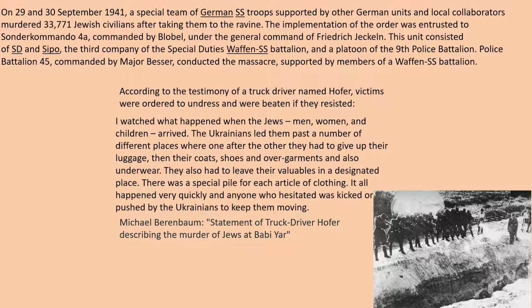On the 29th and 30th September 1941, a special team of German SS troops, supported by other German units and local collaborators, murdered the 33,771 Jewish civilians after taking them to the ravine. The implementation of the order was entrusted to Sonderkommando 4A, commanded by Blobel, under the general command of Friedrich Jeckeln.